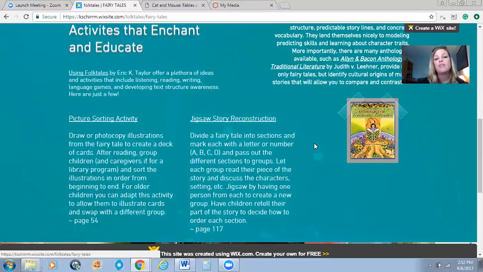And then the jigsaw story reconstruction is a very similar concept, but you're in groups and you break the story into different sections per group. You retell within your group and talk about it, and then you pull one person from each group to make a new group. And then after everybody retells their portion of the story, you have to figure out which comes first, second, third, and finally the last piece.